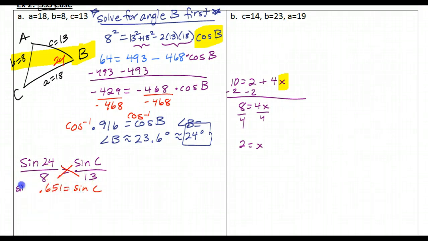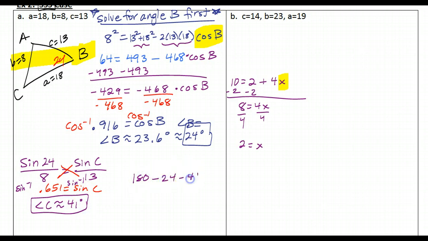And then you sine inverse both sides. So angle C is approximately 41 degrees. And last but not least, 180 subtract 24 subtract 41 is approximately 116 degrees.